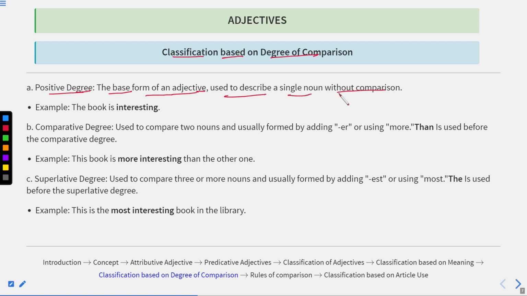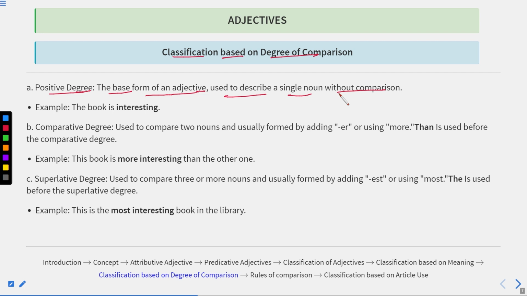Whenever we talk about degrees of comparison, degree of comparison means when we compare two or more things together. Adjective means anything which qualifies a noun. But if we talk about degrees of adjectives, they can be of three types, and these degrees make the comparison between two or more objects, or two or more nouns or pronouns. Now, positive degree is the base form of adjective. That means the base form of adjective is known as positive degree, or it can be found in positive degree only.